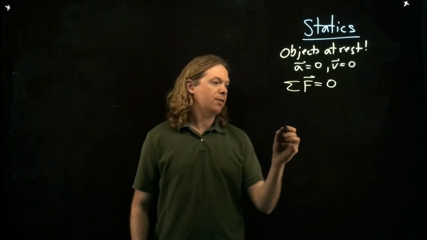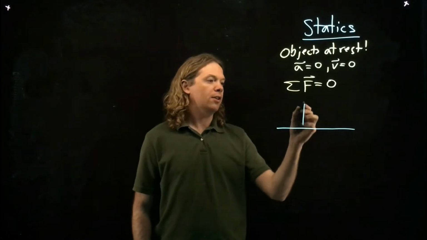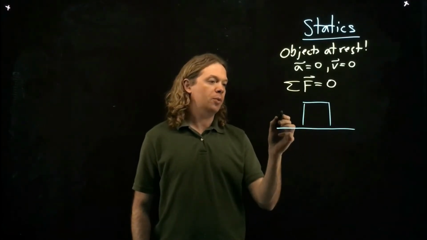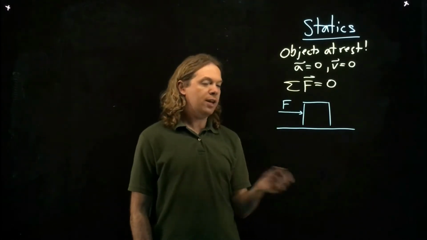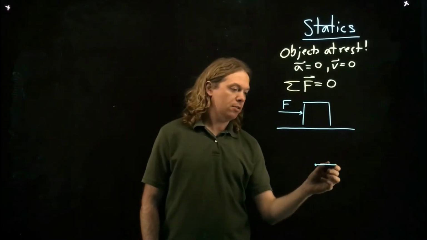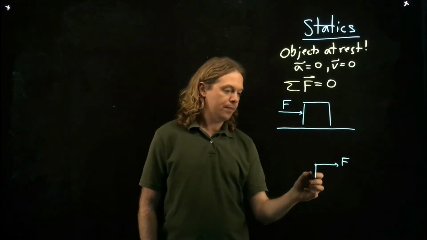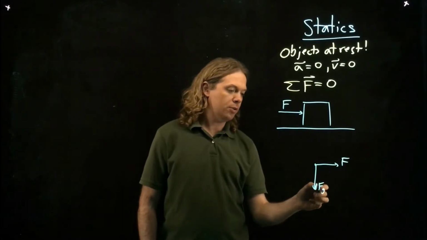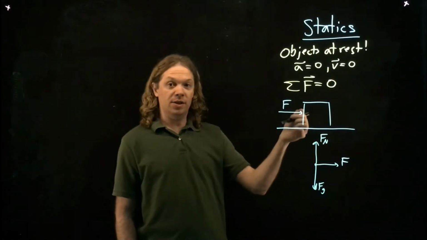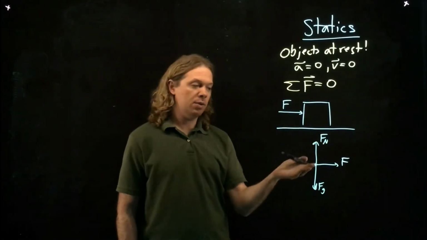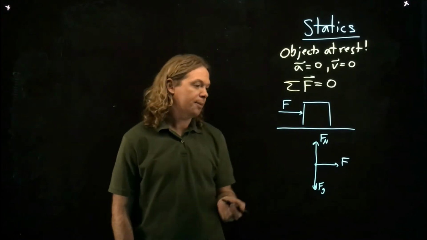For instance, let's say we have a block sitting on the ground, and I'm pushing on this block with a force F. Well, I can draw a free body diagram of that block: F, gravitational force downwards, normal force upwards. And of course, what I've done is I've replaced this block, which is a real object, with a point to represent the location of the center of mass of the block.